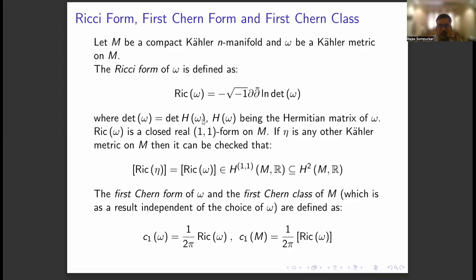This determinant of omega will turn out to be independent of the coordinates, even though the Hermitian matrix actually depends on the coordinates. Then the Ricci curvature form, Ricci of omega, is defined by this formula. It is minus square root of minus 1 del del bar of the natural logarithm of the determinant of omega. So this determinant of omega and hence its natural logarithm are smooth real valued functions on the manifold capital M. So this is nothing but minus root minus 1 del del bar of a smooth function. That's why this will be a closed 1, 1 form.